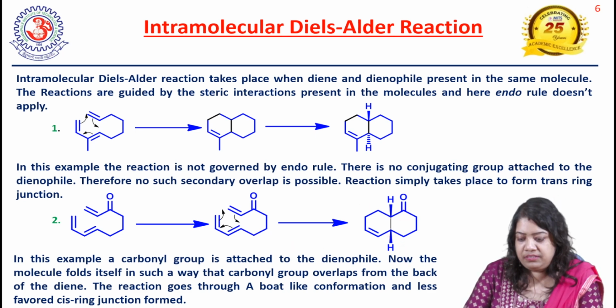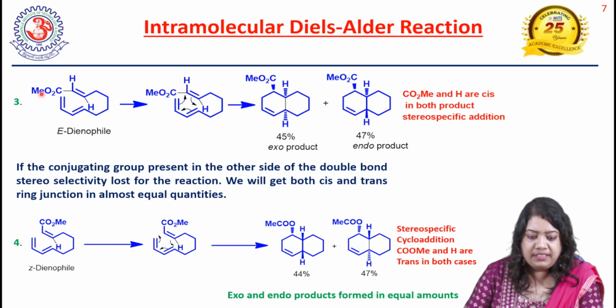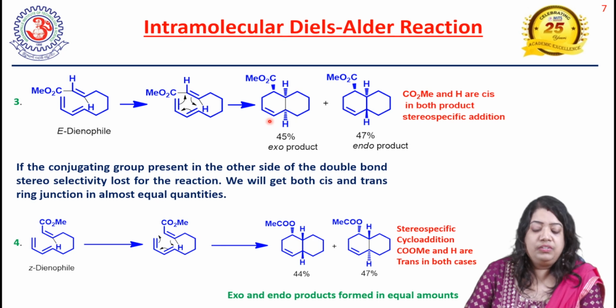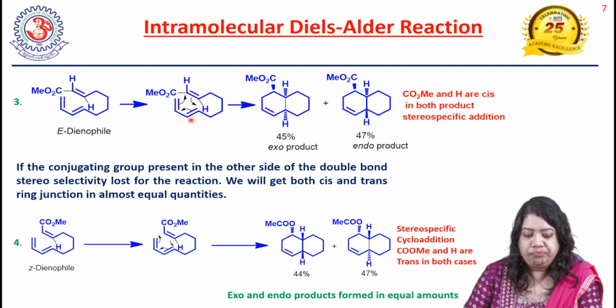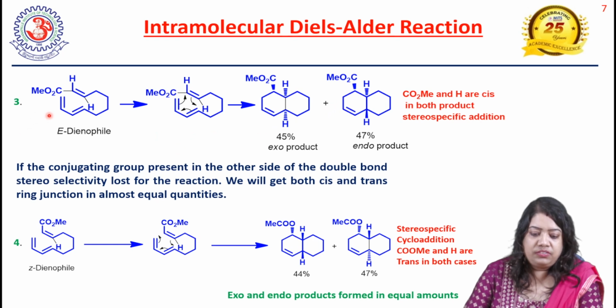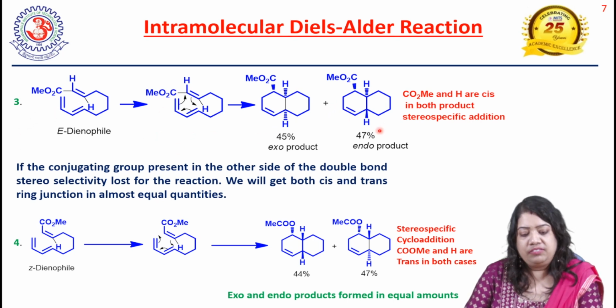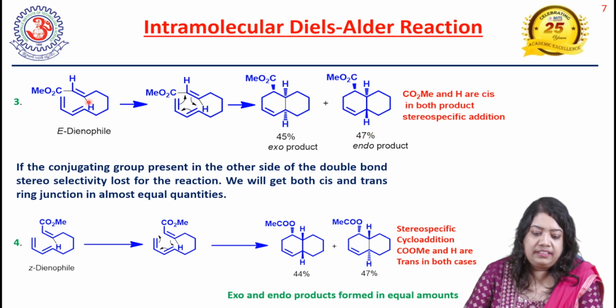But when this carbonyl group is attached to the other side of the double bond, then the stereoselectivity of the reaction will be completely lost. In this case, what happens? Both exo and endo product will form in equal amount. But although the reaction has no stereoselectivity, it is stereospecific in nature.